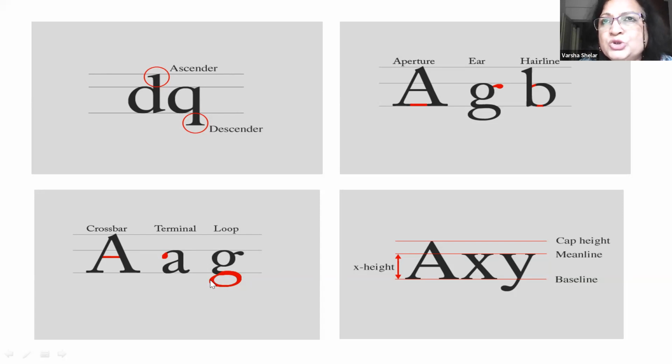So you should now consciously look at all different kinds of typefaces and try to understand what is what. It will make it easier for you to choose your typefaces when you're using type for anything.